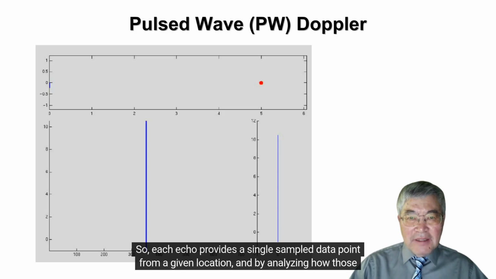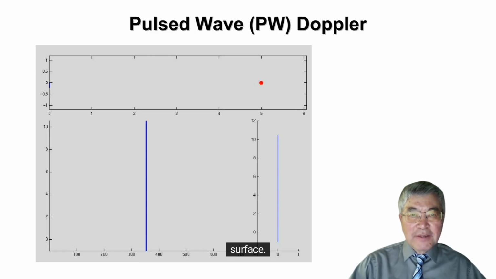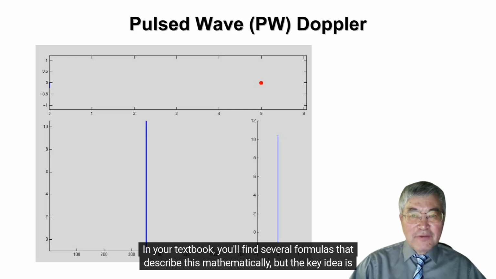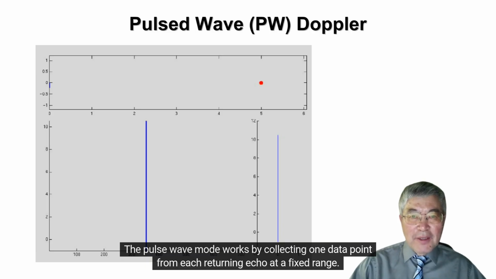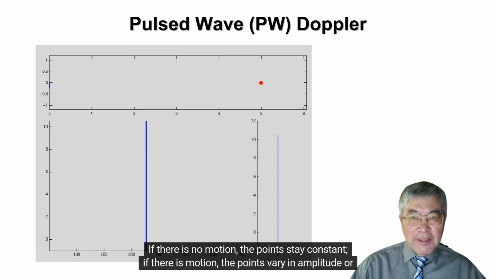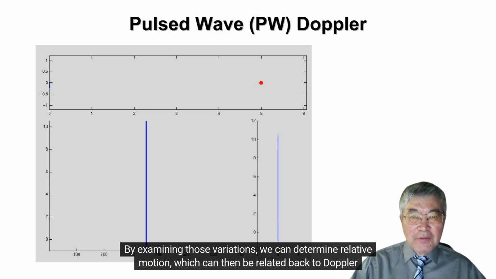So each echo provides a single sample data point from a given location, and by analyzing how those points evolve over a train of pulses, you can determine the relative motion of the scatterer or reflecting surface. In your textbook, you'll find several formulas that describe this mathematically, but the key idea is quite straightforward. The pulse wave mode works by collecting one data point from each returning echo at a fixed range. If there is no motion, the points stay constant. If there is motion, the points vary in amplitude or phase. By examining those variations, we can determine relative motion, which can then be related back to Doppler frequency and ultimately to velocity.